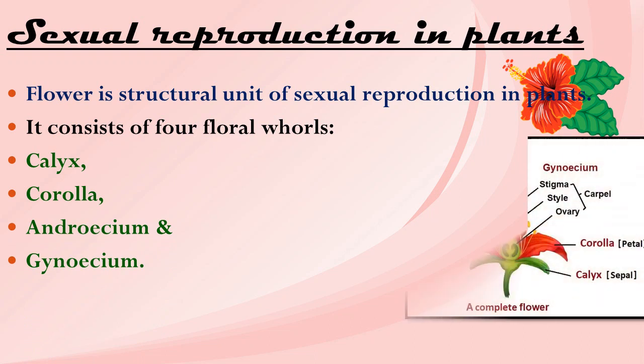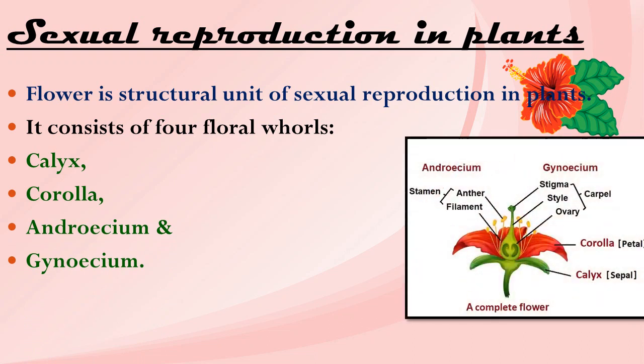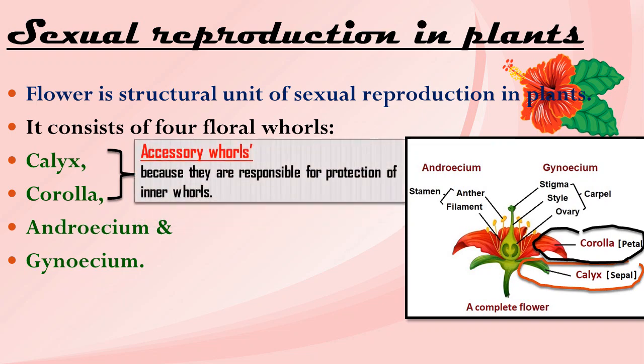Student, this is a complete flower. You can observe the different parts like androecium, gynoecium, corolla and calyx. Calyx and corolla are called the accessory whorls of a flower. Why? Because they are responsible for the protection of the inner whorls. You can observe the calyx and corolla are the outer parts of the flower. So they are responsible for the protection of the inner whorls, that is androecium and gynoecium.